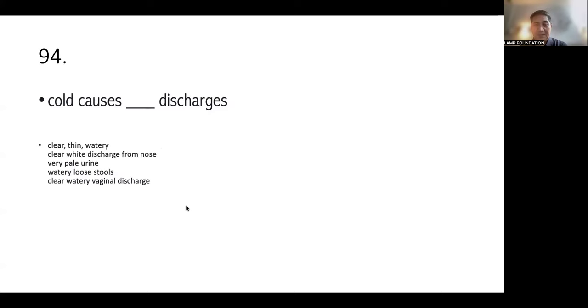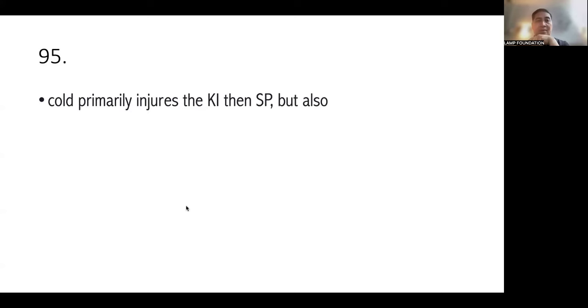Cold causes blank discharges. Watery discharges. Yeah, thin, clear, watery, clear white discharge from the nose. So, pag may lumabas na plemas, alam mo na kaagad what is the pathogenic factor or the external pathogen. It's cold. And if the urine is very pale, the stools are watery and loose, and the vaginal discharge is clear and watery.